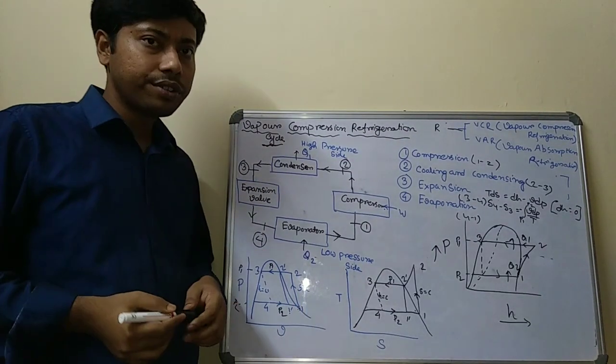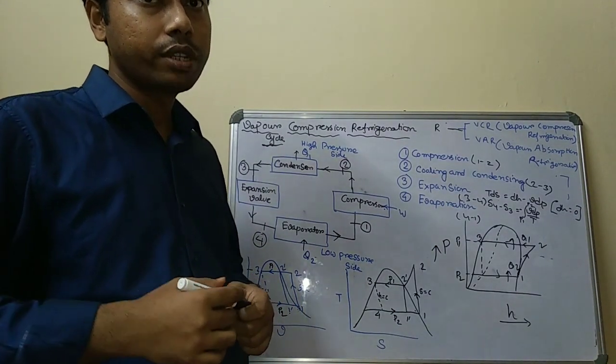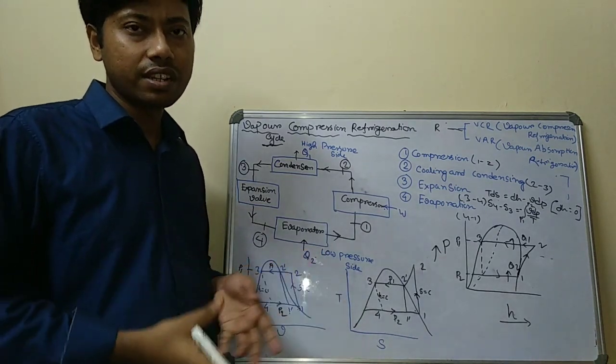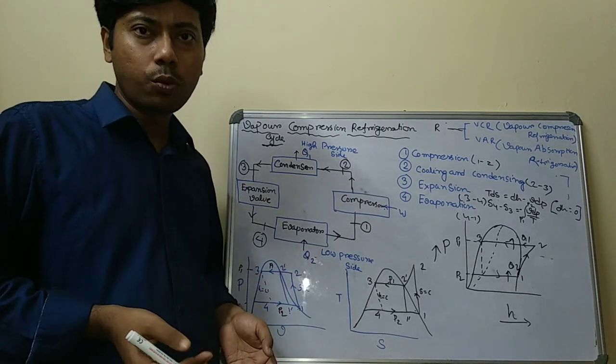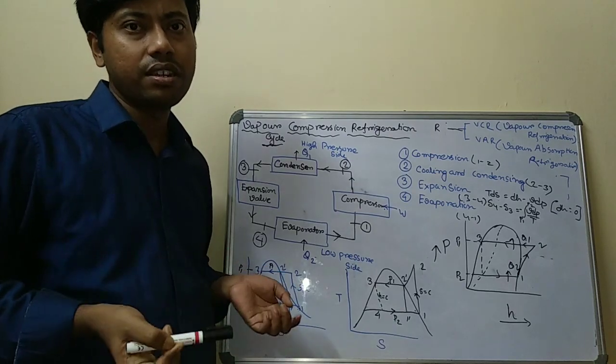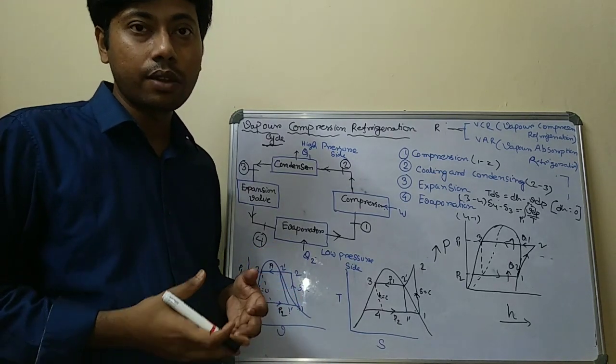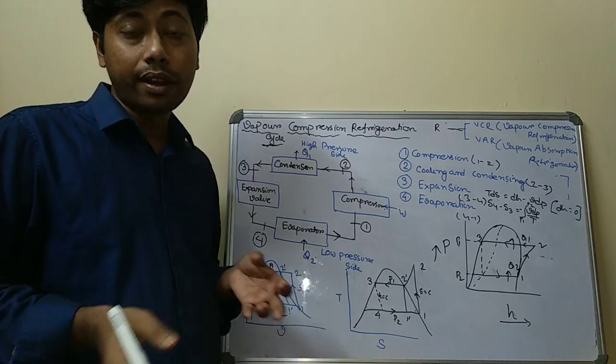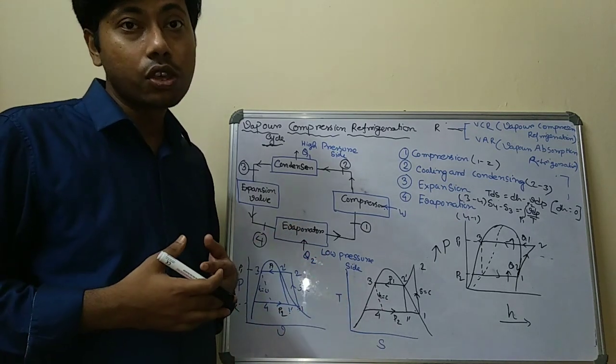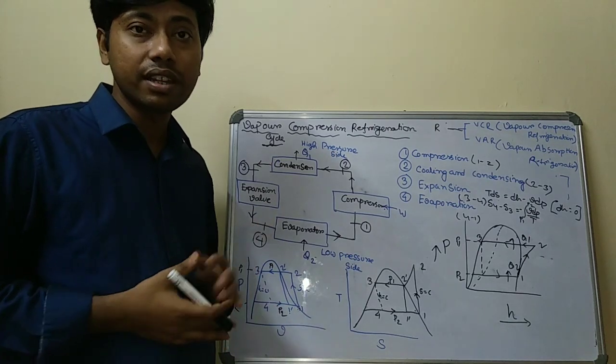Now in the next lecture video, we will discuss the performance and capacity of the VCR cycle, what 1 ton of refrigeration indicates, what a refrigerant is, what the VCR cycle is, what the components of VCR are, and what the differences are between VCR and VAR. All those things we will discuss in the next lecture video.